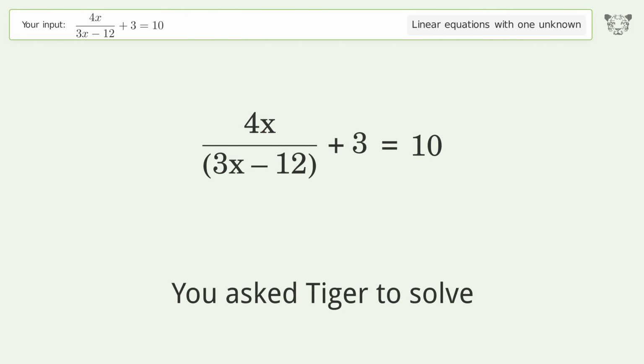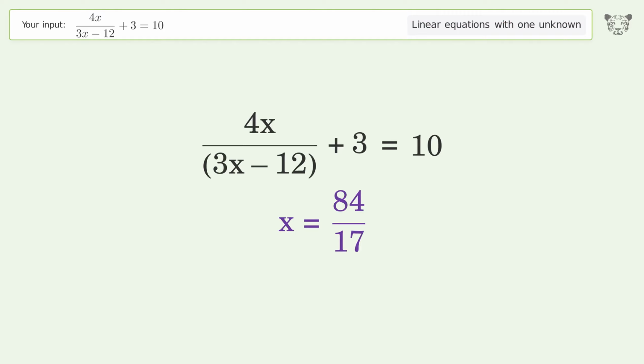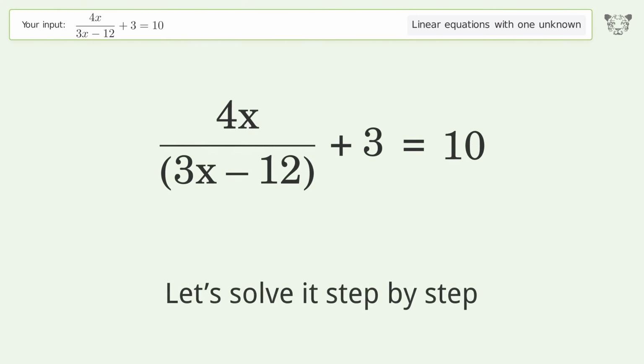You ask Tiger to solve. This deals with linear equations with one unknown. The final result is x equals 84/17. Let's solve it step by step.